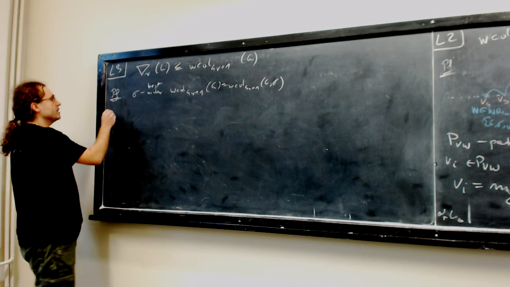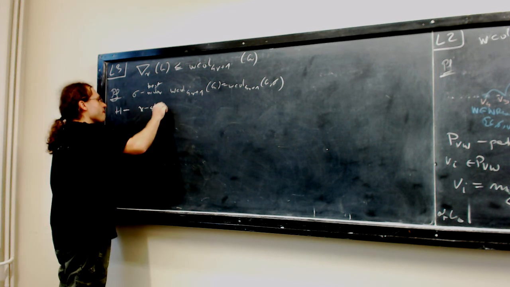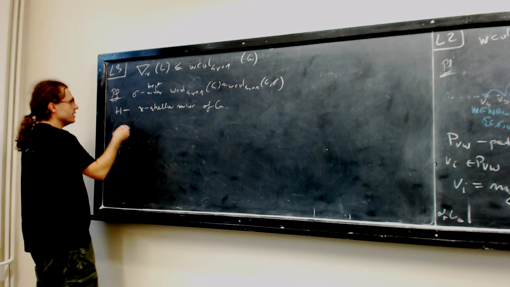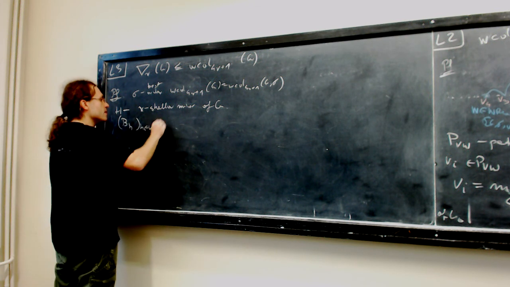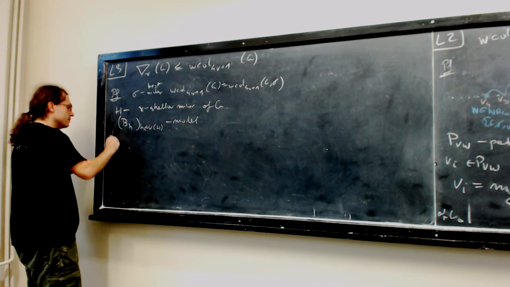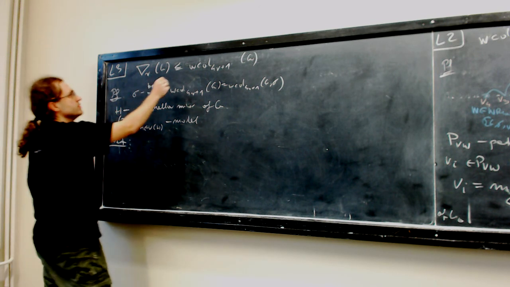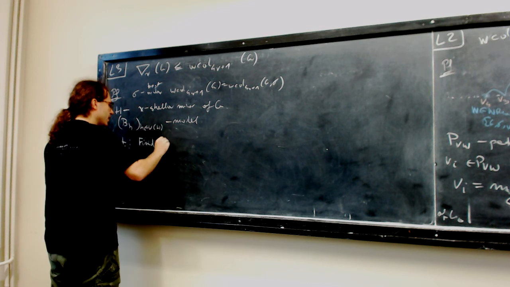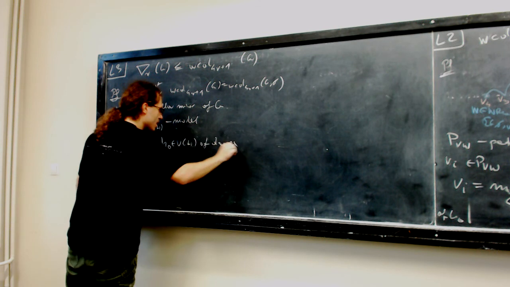Our goal: let H be an r-shallow minor of G, and let's take the branch sets model. What I want to find is a vertex h0 in V(H) of degree at most this bound.